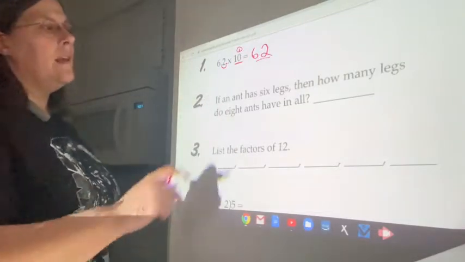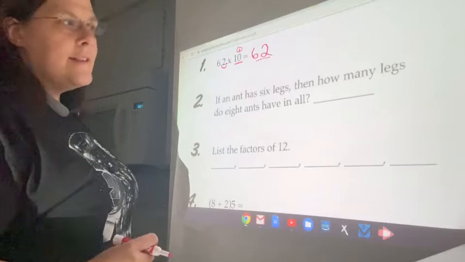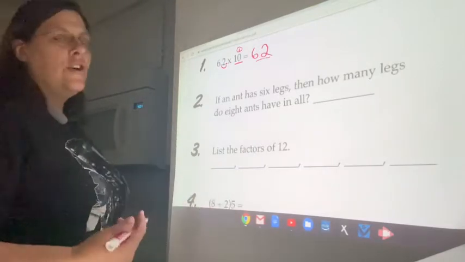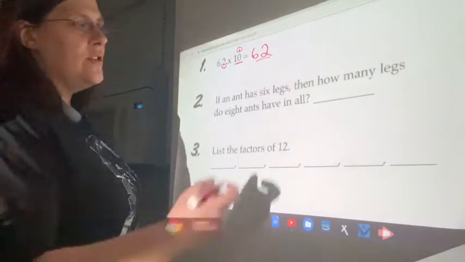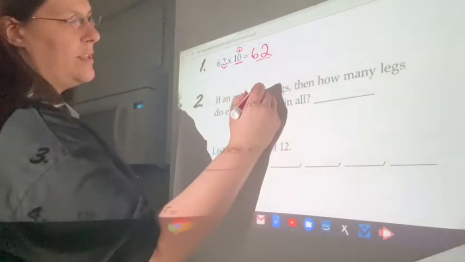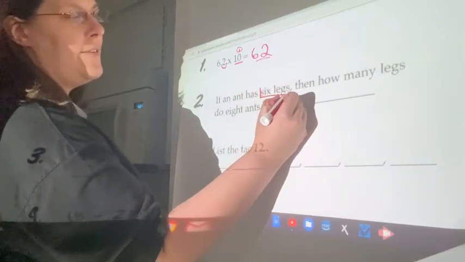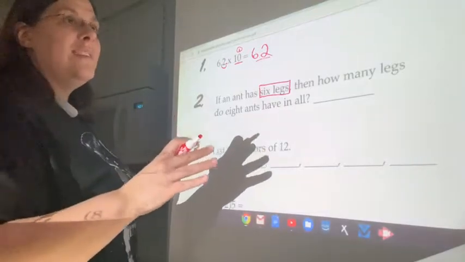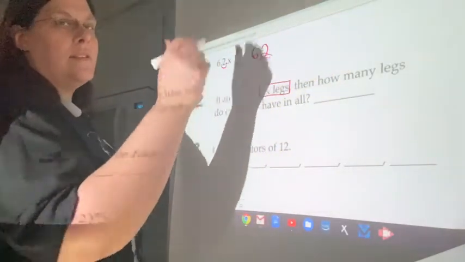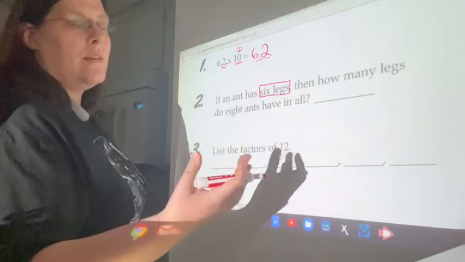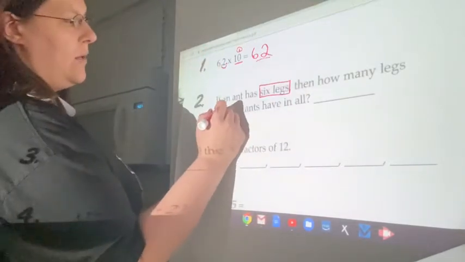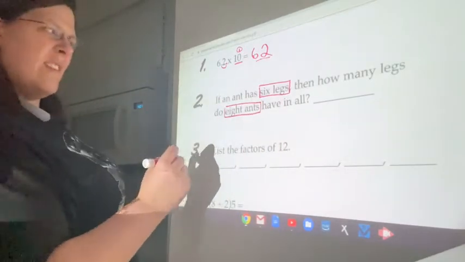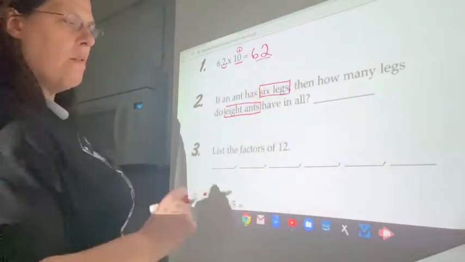Second one down. If an ant has 6 legs, then how many legs do 8 ants have in all? We have to block all the important information. So the first one is always block your numbers. Even if they turn out not to be important, at least block it so you can identify everything important, and then if it turns out not to be important later, you can ignore it. We have another number here, 8 ants. Okay, so do I have anything else? No, I think we're good.